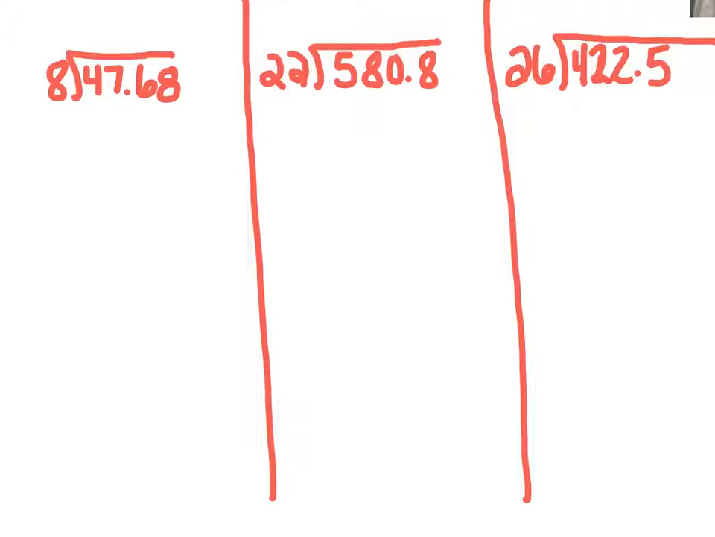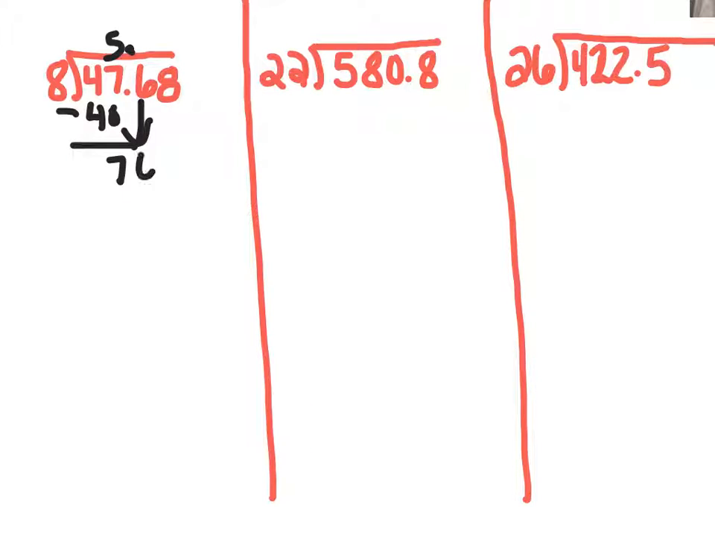Okay, let's check your work. We'll begin with the first problem. The first thing we know we always will do is bring that decimal up and put it right above where it is in the dividend. Now 8's going to divide 47. It's going to be able to go in 5 times. 5 times 8 will give me 40. Subtract, and I'll have 7 left.